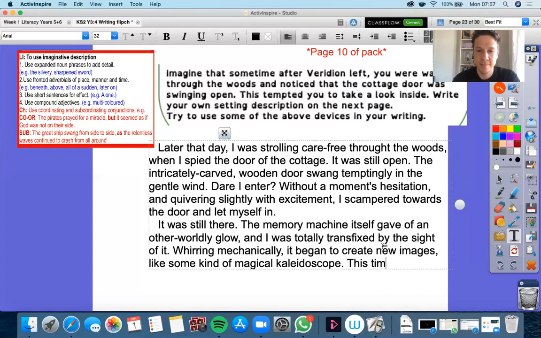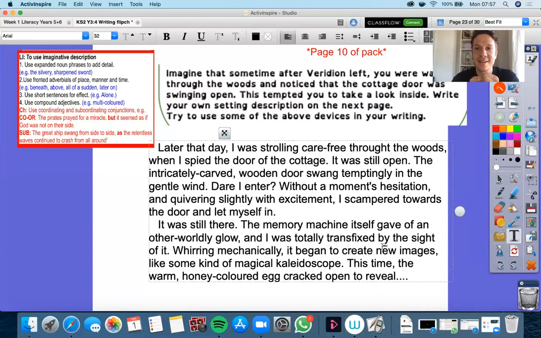This time, now do you remember there was the egg which gave birth to the person? What words could I use to describe the egg? I'm going to say warm. What color is it? It's always like a honey color. So I'm going to go for honey-coloured egg, cracked open to reveal, and so on.